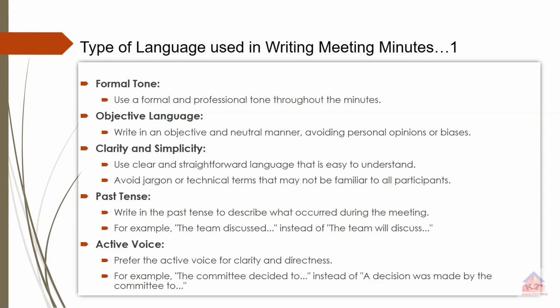In terms of the tense, make sure that you use past tense because you are describing events that had already taken place. You must also use active voice for clarity and directness. For example, you must write "the committee decided to" instead of "a decision was made by the committee to." If you look at the two statements, the second one is longer than the first one. So try to avoid using passive and instead use active.